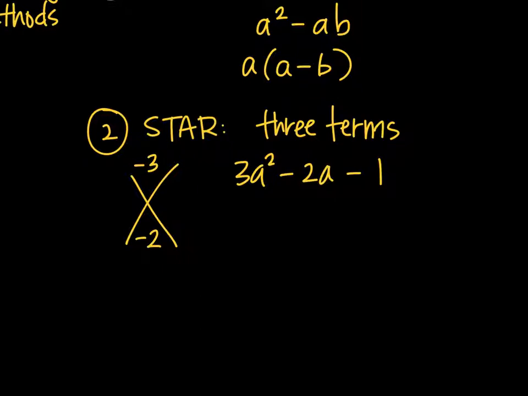-2 and -1 aren't going to multiply to make -3. Okay, so I'm going to want -3 and 1. Is that going to work? 1 and -3? Okay. What do I do with those 2 numbers now that I have them?